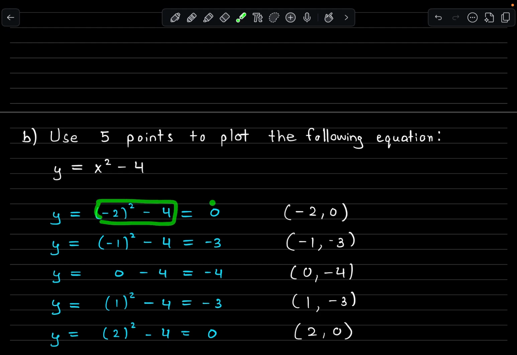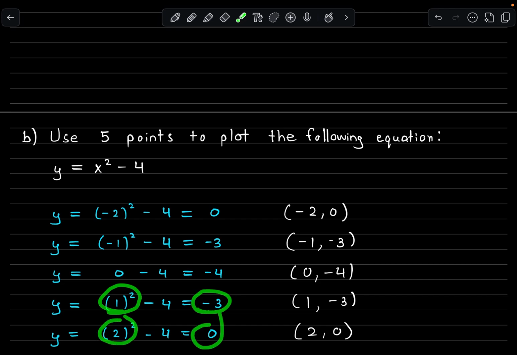4 minus 4 is going to be 0. 1 minus 4 is -3. 0 minus 4 is -4. And these two are going to be, well, symmetric to those, right? Again, we're going to have 1 minus 4, -3. 4 minus 4, 0.